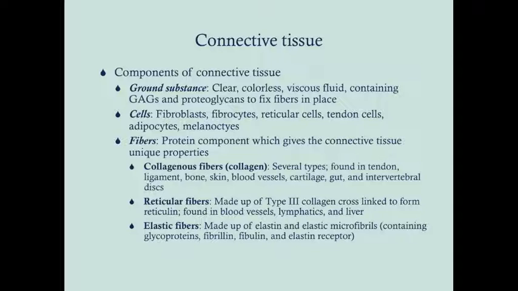And then it can contain various fibers, which include collagenous fibers, which we refer to as collagen. And there are several types of collagen. These are found in tendon, ligament, bone, skin, blood vessels, cartilage, the gut, and in intervertebral discs. And then there's also reticular fibers, which are made up of type 3 collagen, which is then cross-linked to form reticulin. This is found particularly in blood vessels, as well as the lymphatics and the liver. And then finally, elastic fibers, which are made up of elastin and then various other components, such as fibrillin and glycoproteins.